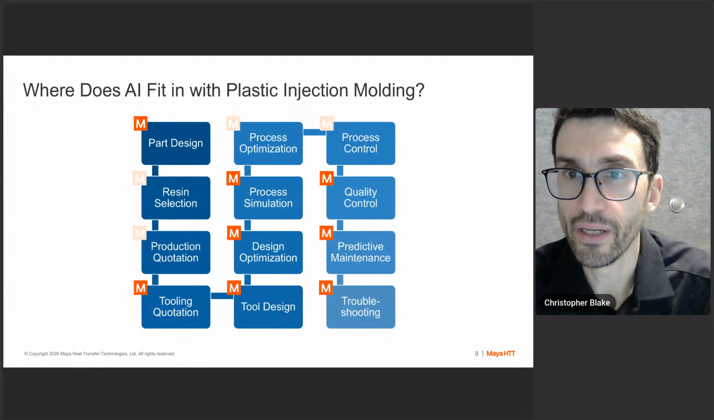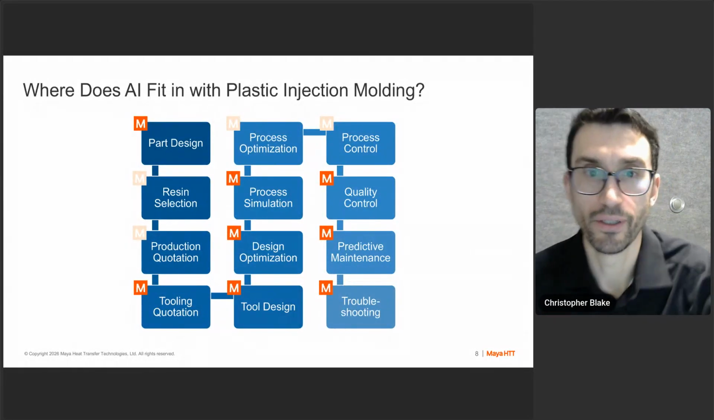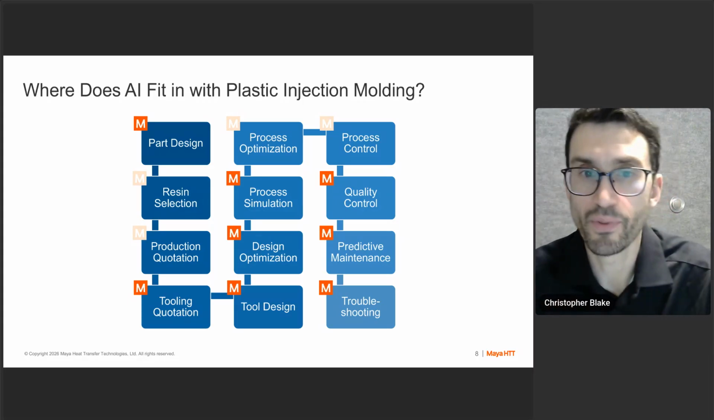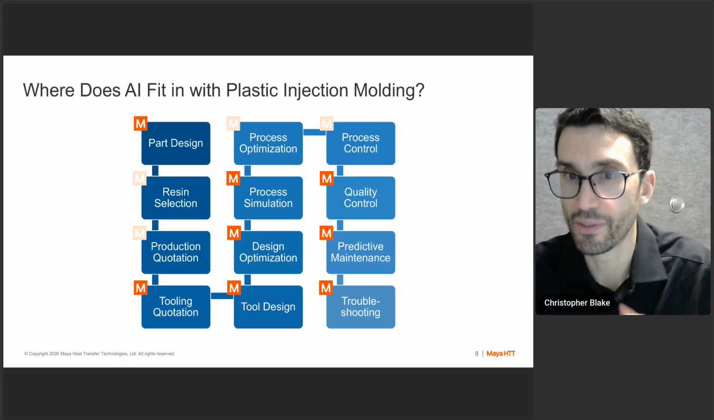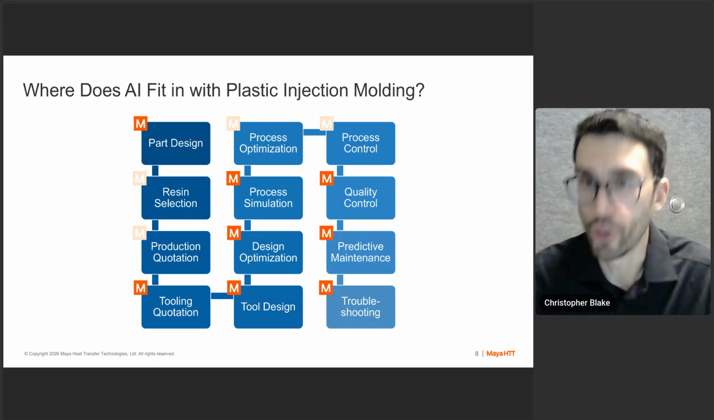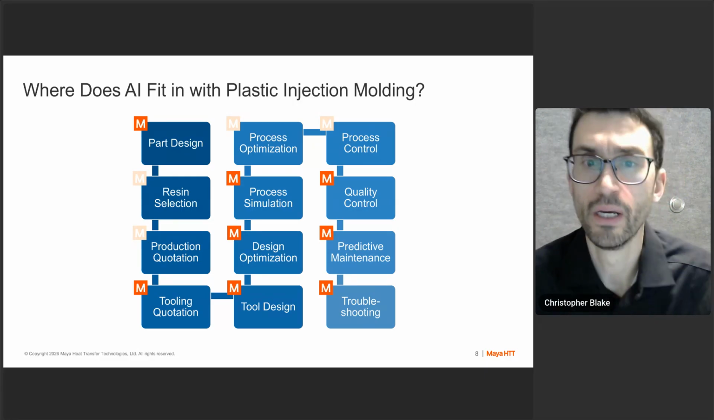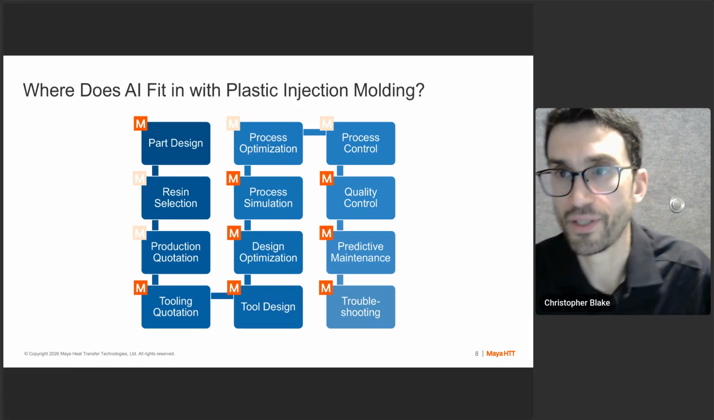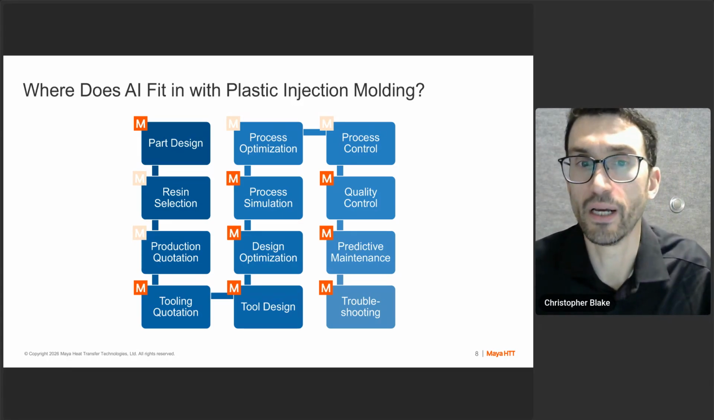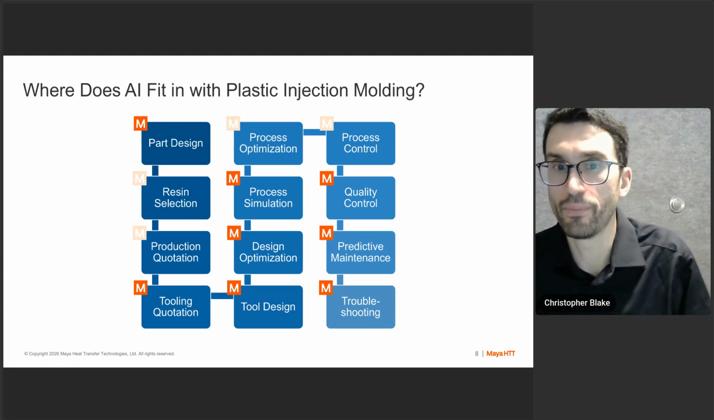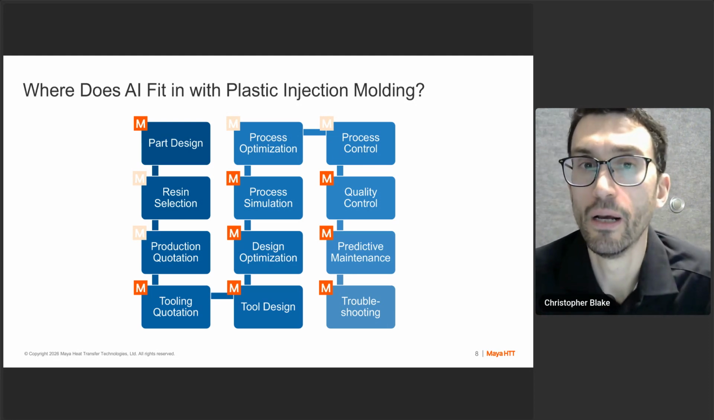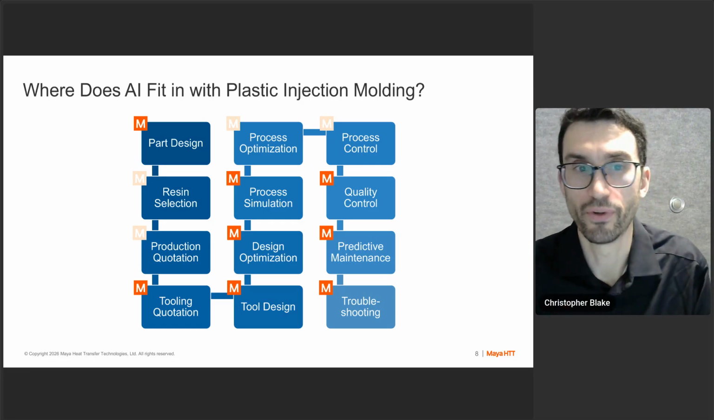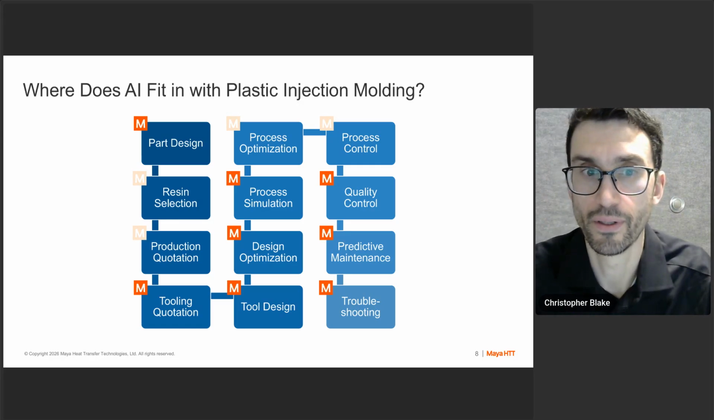Now, where does it fit into the plastic injection molding process? I've mapped out different steps in the injection molding process, including some of the business processes. We'll go through those through the following slides. The ones called out by the darker orange M are steps where our company, MyHCT, has either solutions or relevant examples to emphasize those use cases. So I'll go through them one by one now with an example from each of these business processes.